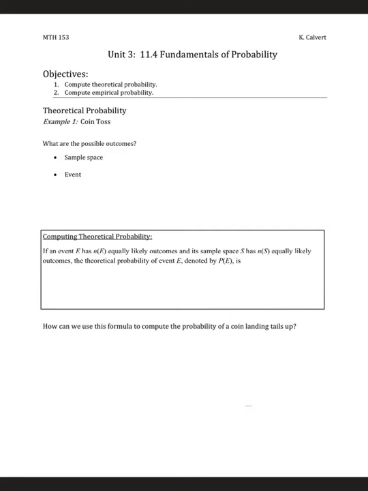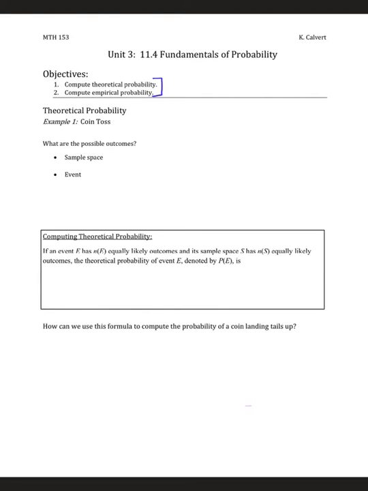Hello, Math 153. This is 11.4 Fundamentals of Probability. What we're looking at with 11.4 is going to be two different kinds of probability. We're going to be computing theoretical and empirical. We're first going to start with theoretical.